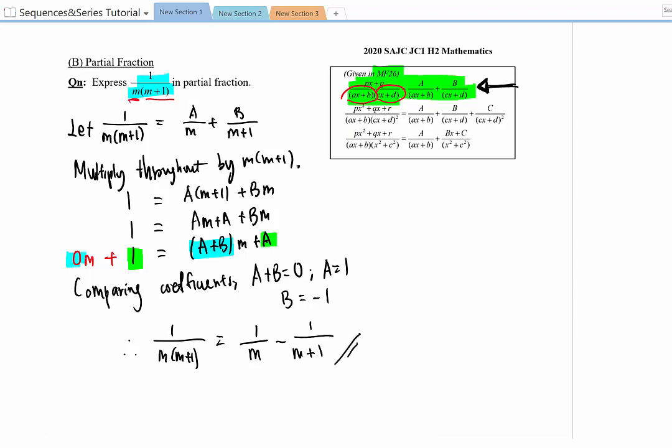Well, why are we doing partial fraction? This is because partial fraction is quite typical in questions involving method of differences, and hence it is included as part of sequences and series.